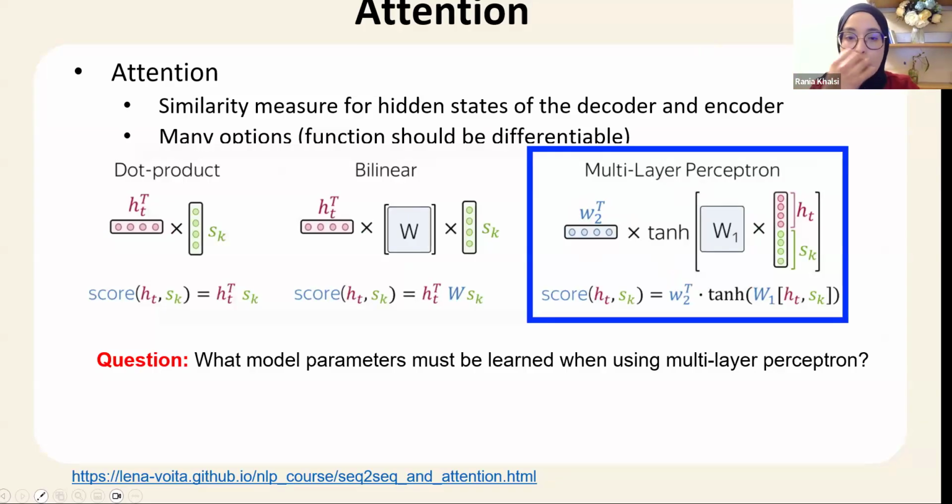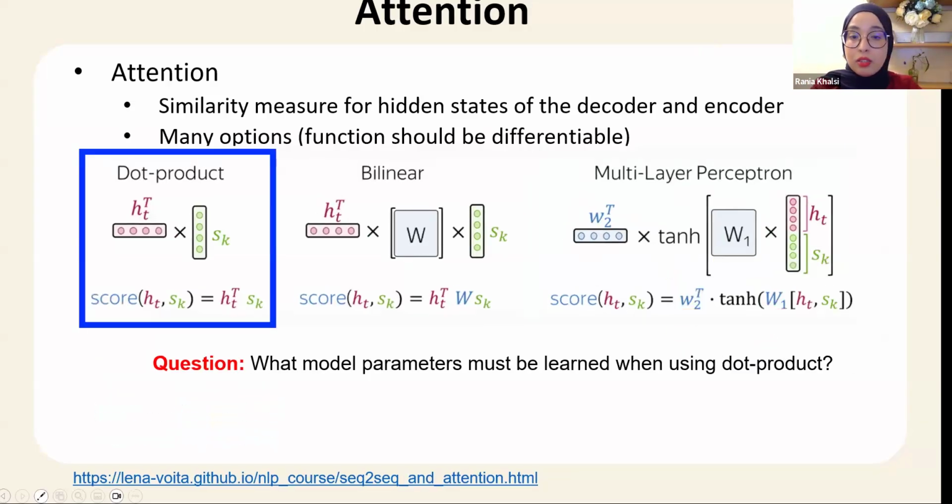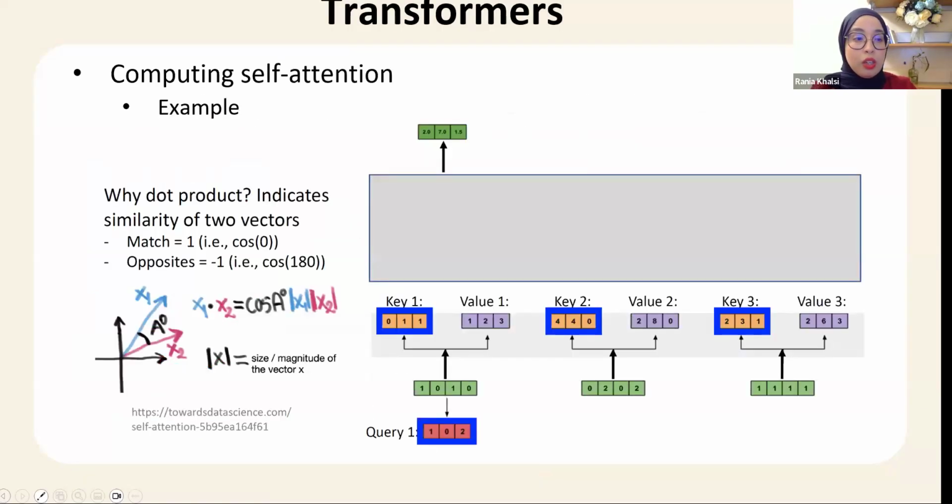So the question is, how do I choose? I was mentioning that in general, people in the literature try to avoid using a similarity function that introduces many weights. Here we have two weights. So the very simple one is using the dot product, because it does not introduce any parameters, at least at this level. So in this case, we're going to use the dot product for our similarity metric.